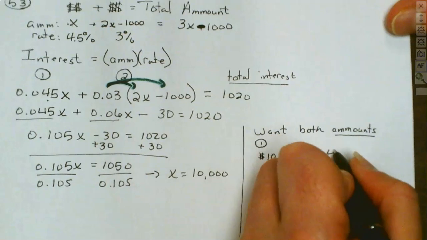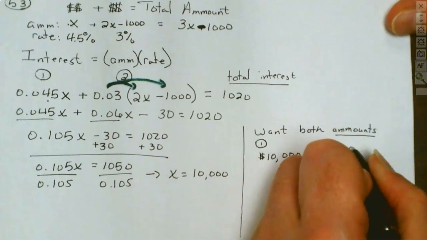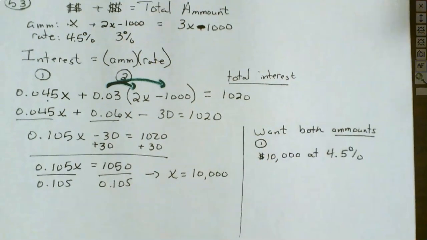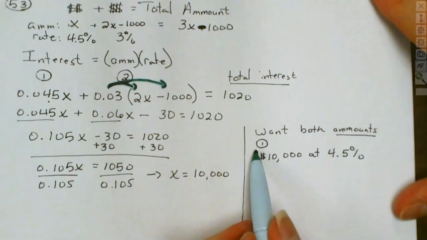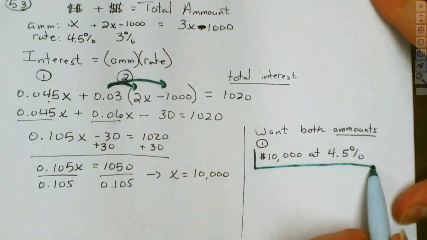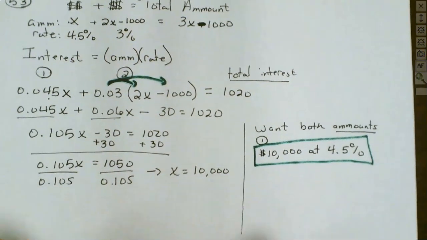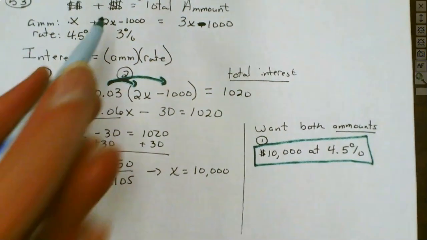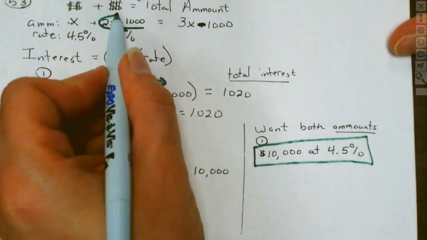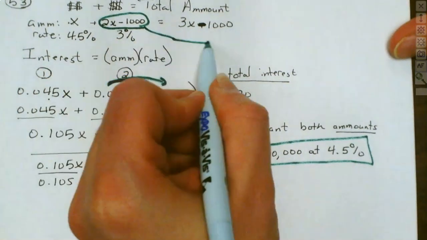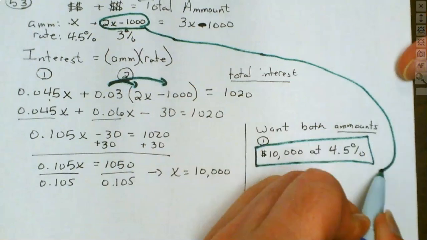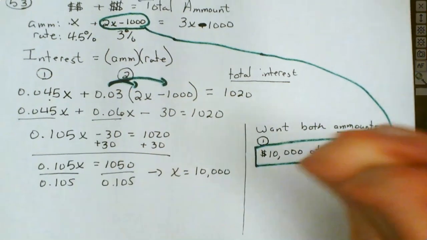So we know that we need to invest $10,000 at 4.5%. So there's our first piece. So we need to invest $10,000 at that 4.5%. So that's our first one. Now, what about our second one? What's in the amount? So we know that's going to go down here.